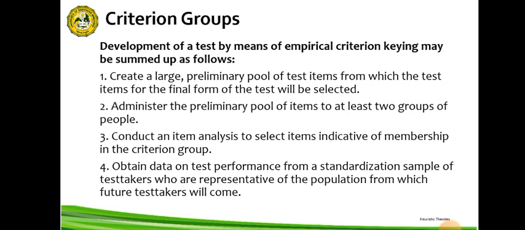Third, we conduct an item analysis to select items indicative of membership in the criterion group. Items in the preliminary pool that discriminate between membership in the two groups in a statistically significant fashion will be retained and incorporated in the final form of the test. Lastly, we obtain the data on test performance from a standardization sample of test takers, presumed to be the future test takers.